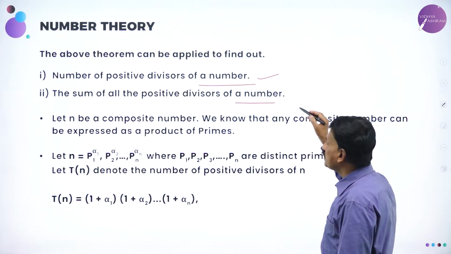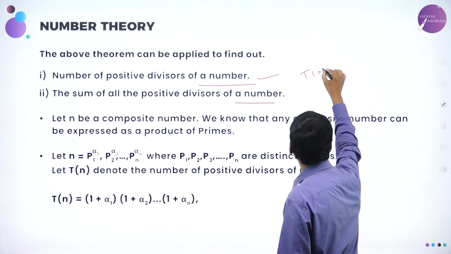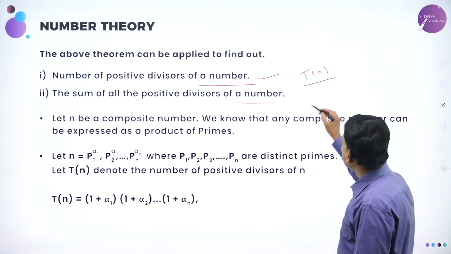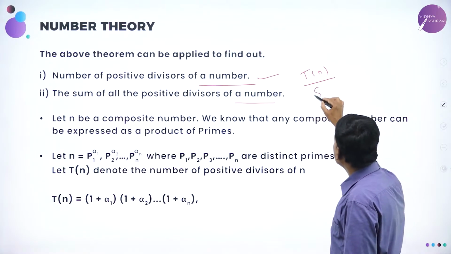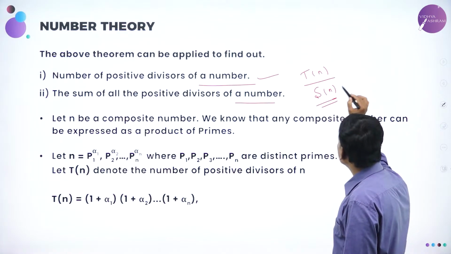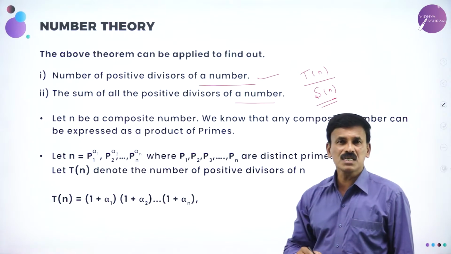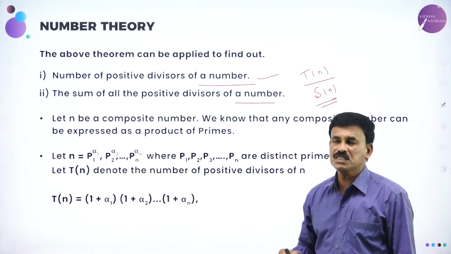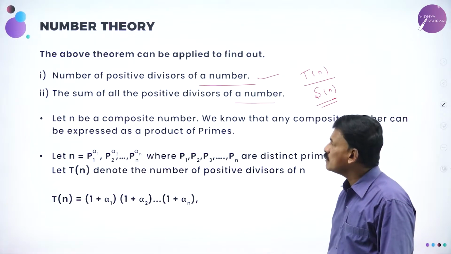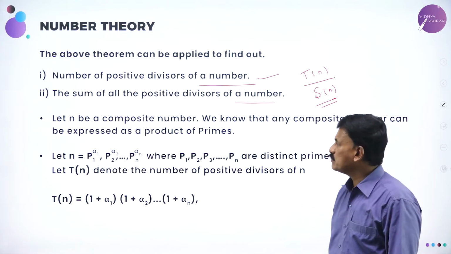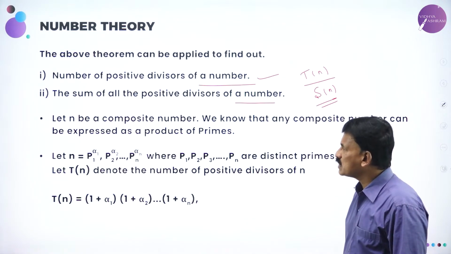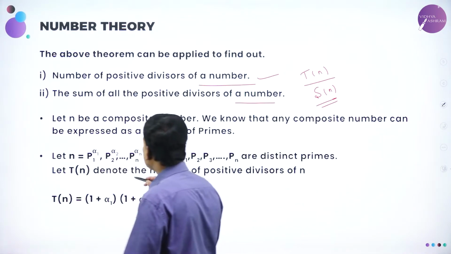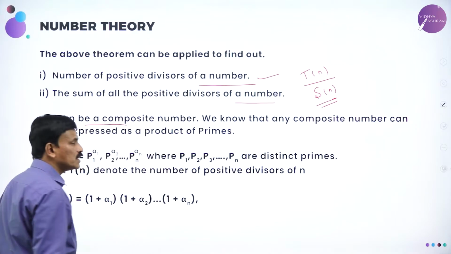The number of divisors is denoted as T of n, if n is a number, and S of n is the sum. So the total number of divisors and the sum of all positive divisors can be determined with the help of this fundamental theorem of arithmetic, that is, with the help of a canonical representation of a composite number. Now let us see what that is equal to. Let n be a composite number.